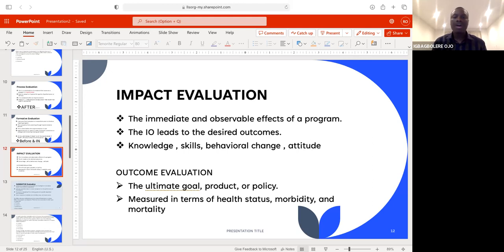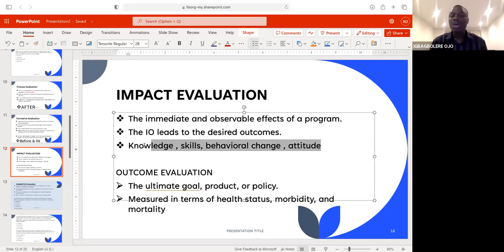Okay? The impact evaluation leads to desired outcomes. Knowledge, skills, behavioral change, and attitude are the things we are looking forward to evaluate. We want to evaluate the knowledge shift, the skills gained, the behavioral change, and the attitude change. This is what we do in impact evaluation, okay?